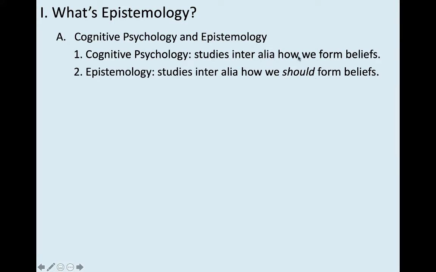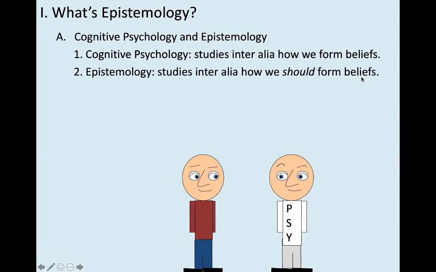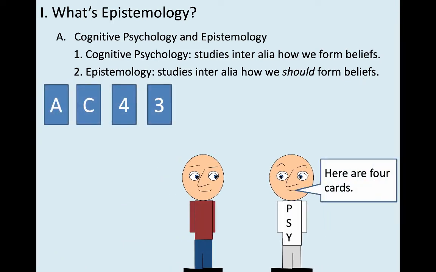Cognitive psychology focuses on how they are, on description. Epistemology focuses on how reasoning should be, prescription. Okay, so here's a slide to illustrate this distinction, referring to the puzzle we talked about earlier.